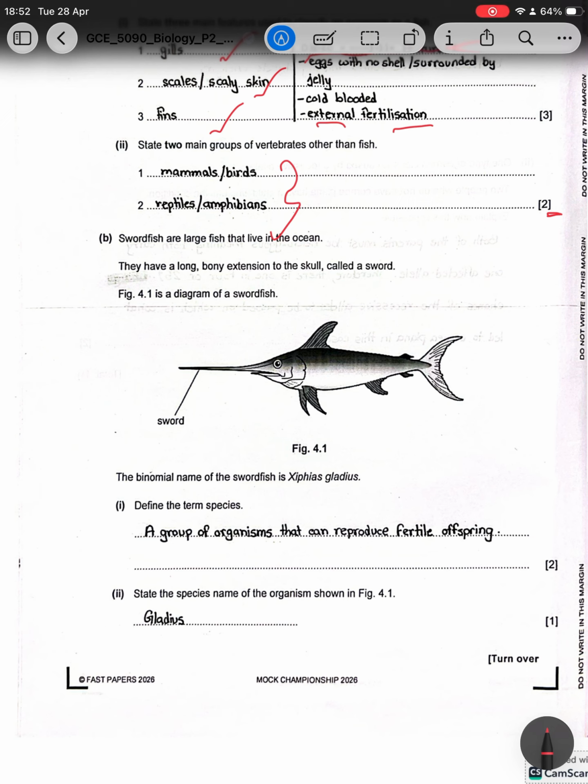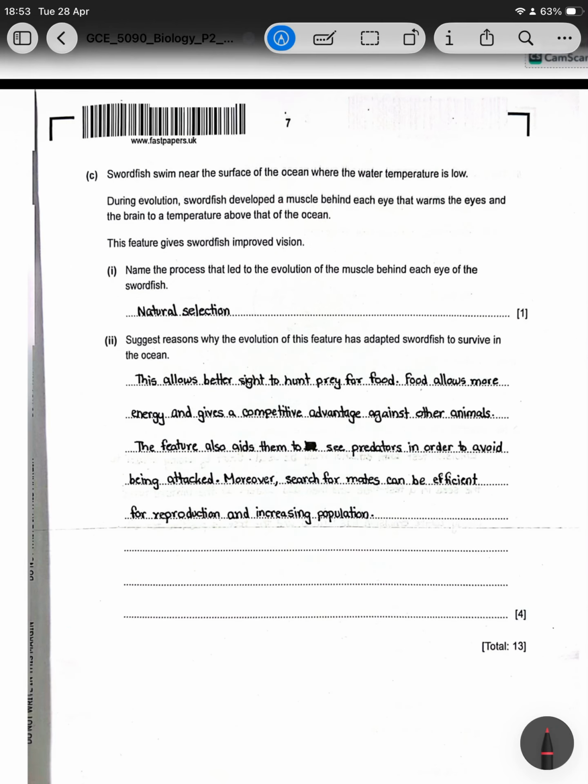Define the term species. So it's a group of organisms that reproduce fertile offspring. It's simple as that. So I think 1 mark goes to the group of organisms and reproduce and fertile offspring. State the species name of the organism shown in figure 4.1. So we get gladius from it.